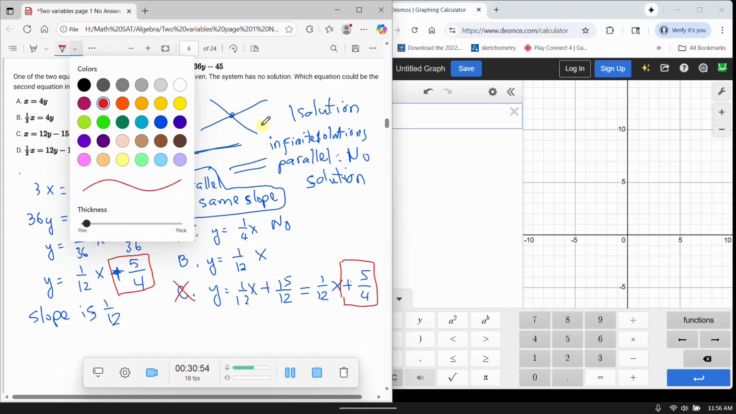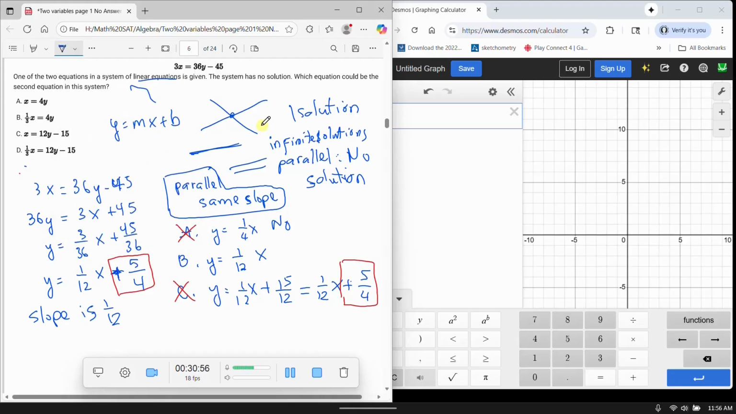Let's go over D one more time and see what we got. We divide by 12, we got y equals 1 over 36. So as you can see, it's already off. Then plus 15 over 12. So the slope 1 over 36 is not 1 over 12. That's not what we're looking for. So D also is wrong. So the answer is B.